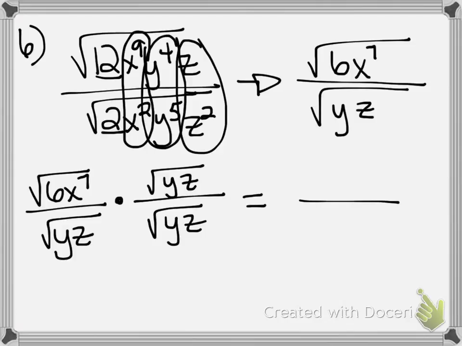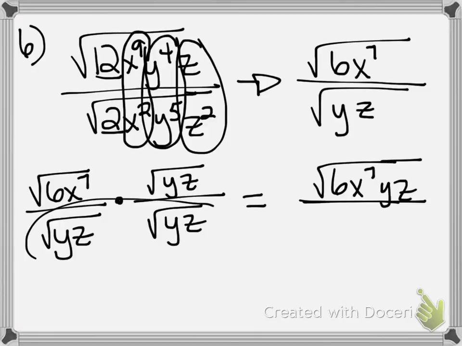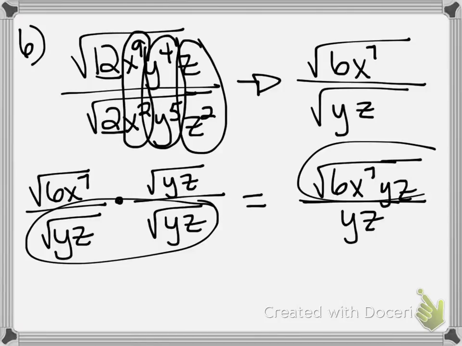So now I'm going to multiply my numerators together. So I just have the 6. There's no other number to join with the 6. The x, there's nothing to join with, so that's x to the 7th. And then I have yz. Okay, and then in my denominator, it's because I had a square root and I did everything correctly. The square root of yz times the square root of yz is just going to be yz. Then I have one final step, and I need to see if I can simplify within that numerator.